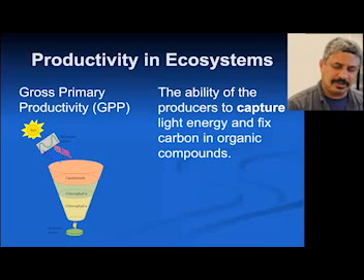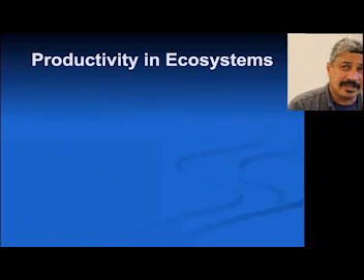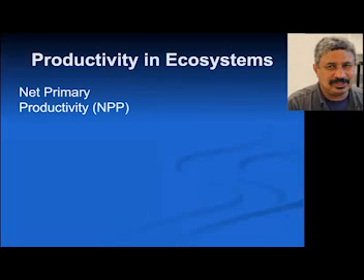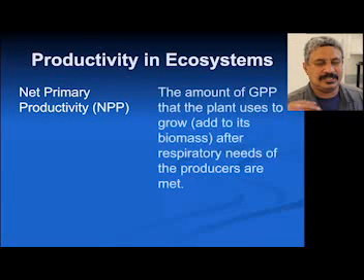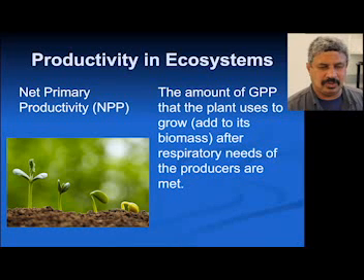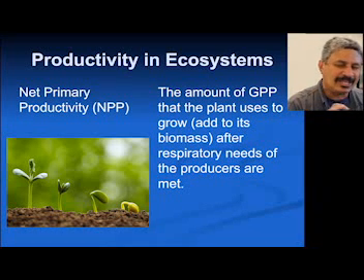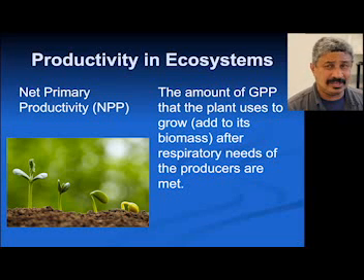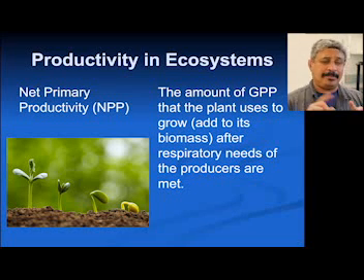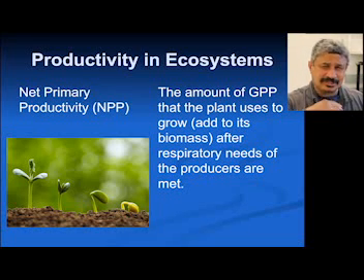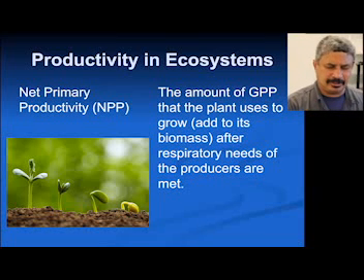The next definition I'm going to go through is the ecology version of net primary productivity. Yes, it's going to be related to energy, not money. This is the amount of the gross primary productivity that the plant uses to grow. Add to its biomass after respiratory needs of the producers are met. Find that definition in there and circle it. You know, in mine, I added adding to its biomass, but that's within that definition. If it's adding to its biomass, it's going to grow. That's what it's going to do.